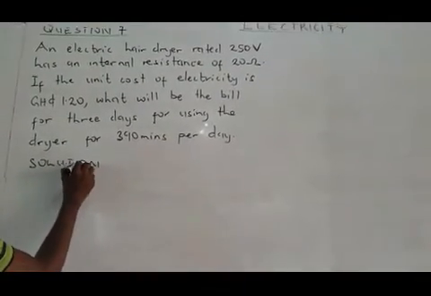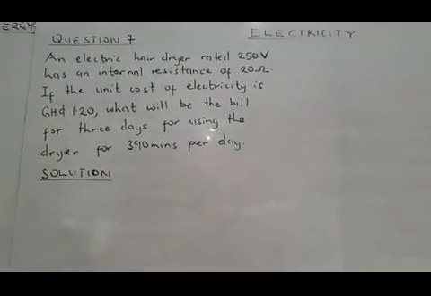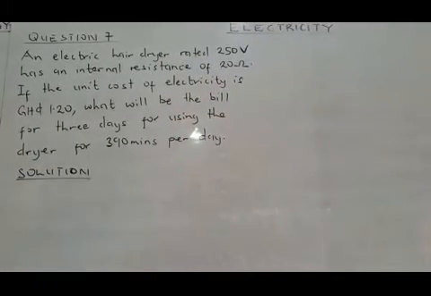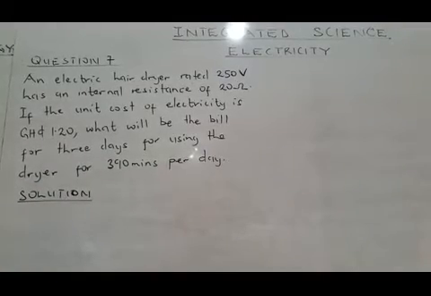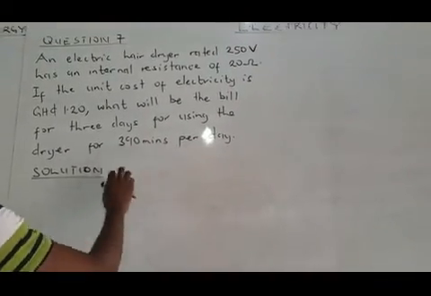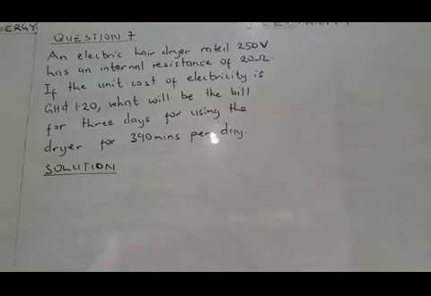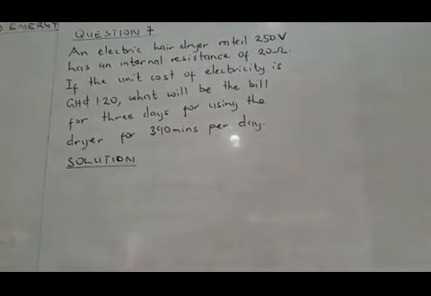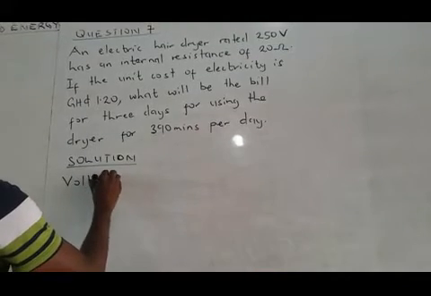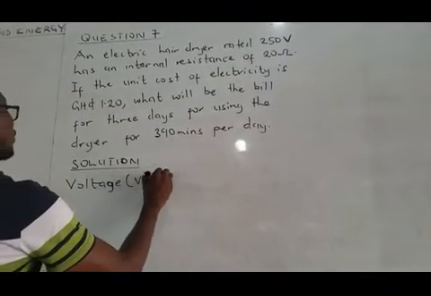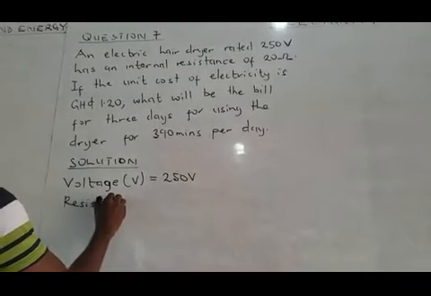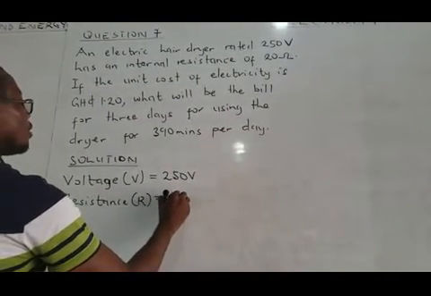So the solution to the question. From the question, we have 250 volts, which represents the voltage. We have 20 ohms representing the resistance. We have the unit cost given. And then the time for using the dryer for each day. Based on that, we have to calculate the total bill for using the dryer for 3 days. So we have our voltage equal to 250 volts. We have the resistance to be 20 ohms.